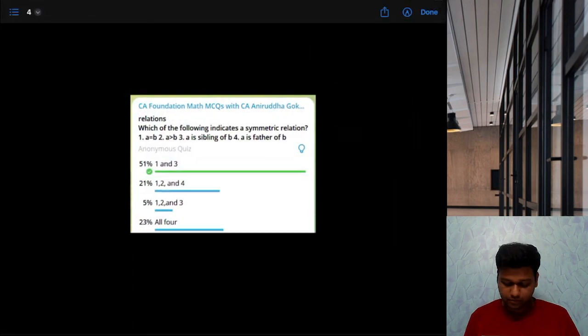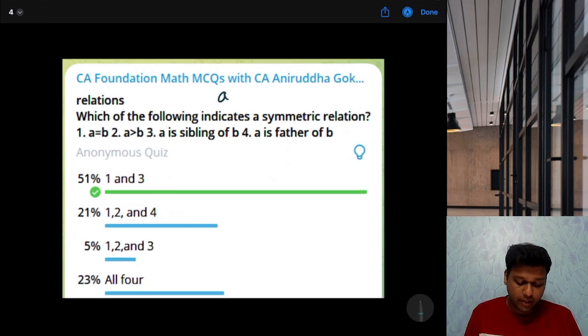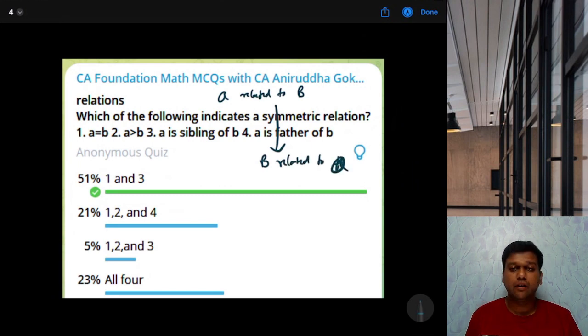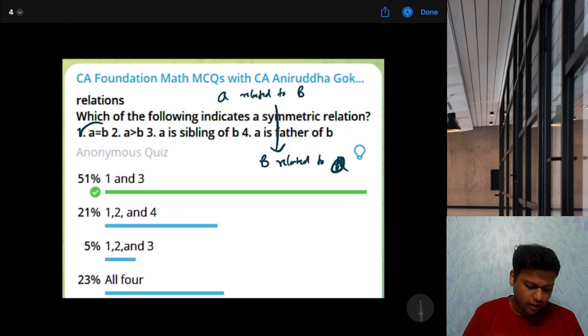Next, fourth. Which of the following indicates a symmetric relation? Okay, a symmetric relation is if A is related to B, then B must be related to A. So symmetry is nothing but like mirror image, right? So if A is related to B, B should be related to A. That is called a symmetric relation. So let's see. If A is equal to B, B is equal to A. Is that correct? Yes.